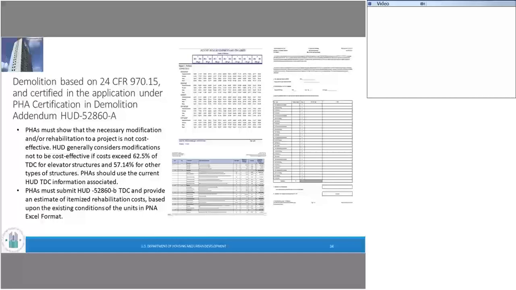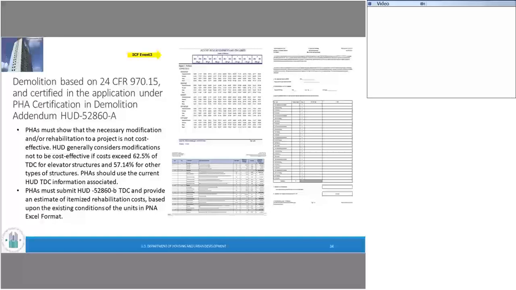elevator structures and 57.14% for other types of structures. The PHA should use the current TDC information associated. PHAs must submit HUD 52860B TDC and provide an estimate of itemized rehabilitation costs based upon the existing conditions of the units in a PNA format. So if Jane points to the top, at the top on your left, that's the TDC table cost.